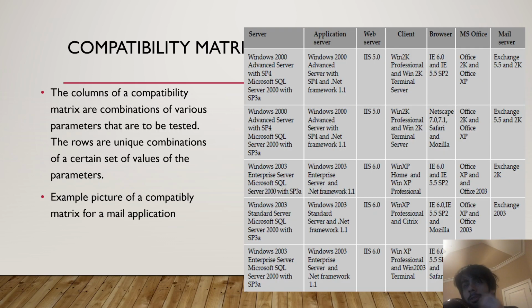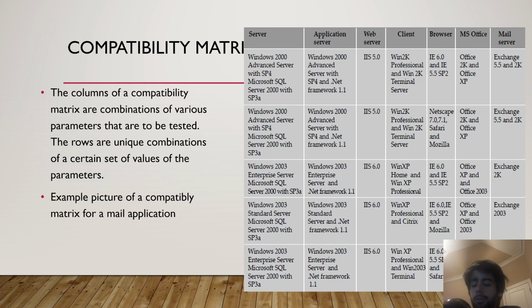So this is a compatibility matrix that you can use. The columns in the matrix represent various parameters that are to be tested, and the rows represent values of those parameters. So the server, application server, web server, client, etc. Those are the columns. And then the rows, for instance, are Windows Server, Netscape, Office. So for the client, for instance, the client has a row that says WinXP, WinXP Professional, etc.